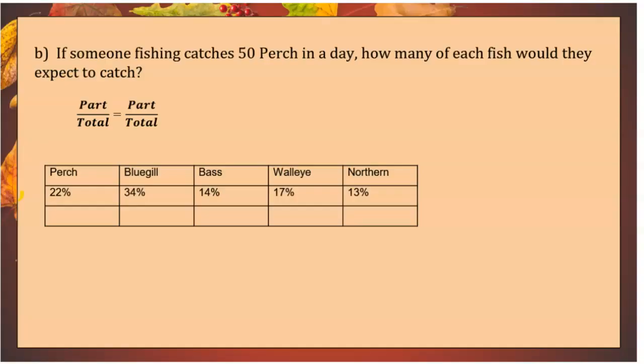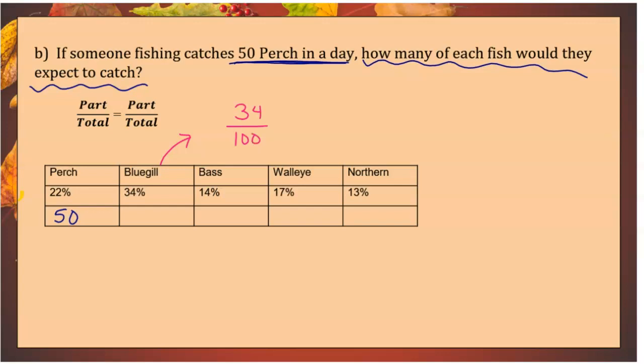Let's look at our next question. If someone fishing catches 50 perch in a day, how many of each fish would they expect to catch? It seems kind of like a trick question because they gave us how many perch we caught, so that part's done. Let's see if we can figure out the number of bluegill caught. I know that my part to total is percent out of 100 here, so 34% is 34 out of 100. And that top part is your percent of bluegill over the denominator, which is the total of the fish. And I don't know the number of bluegill on top, and I also don't know the total. So I am stuck.